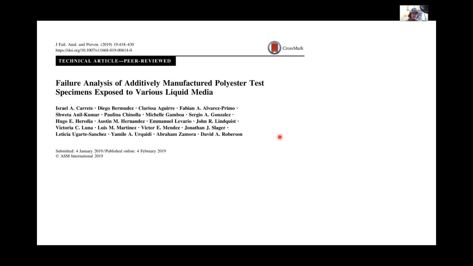These next images come from this article that we put out. What we did was we took two polyesters. One was polylactic acid. The other one's PETG. These are off the shelf additive manufacturing filaments, basically. And we exposed them to different liquid media. And this was all off the shelf. So we exposed it to stuff like vinegar and Coke and stuff like that. And it's a pretty good article. I will probably post this on Blackboard as well if you want to have a look.